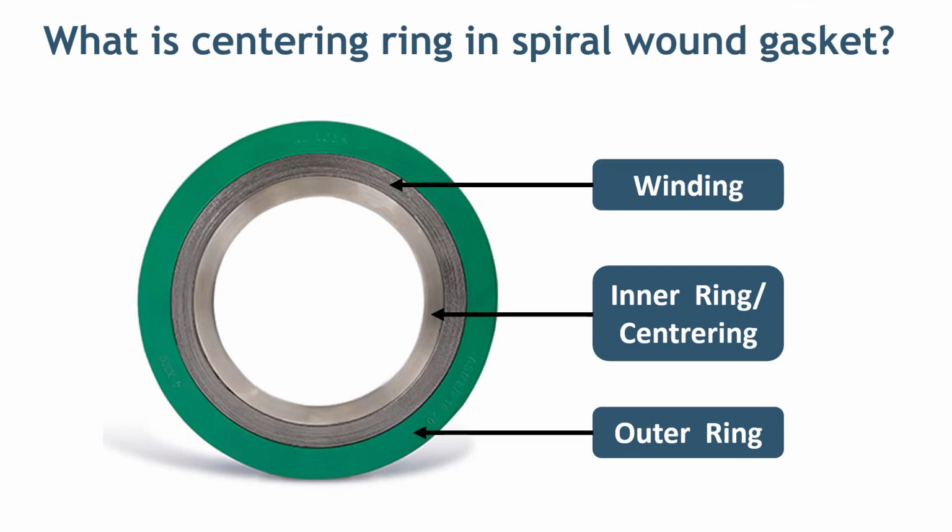What is centering ring in the spiral wound gasket? To answer this question, you should know the components of spiral wound gasket. There are 3 components in spiral wound gasket. Outer ring, winding material that includes filler and metal strip. Last is inner ring, which is also known as centering ring. In the image, you can see the spiral wound gasket.